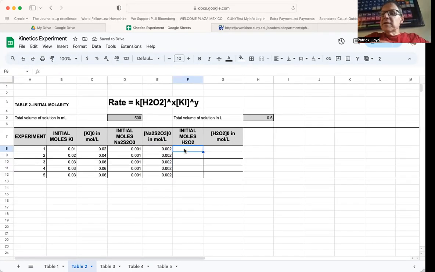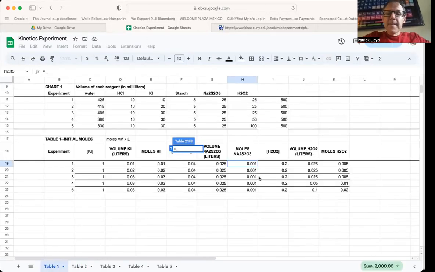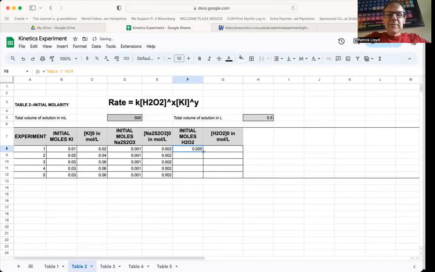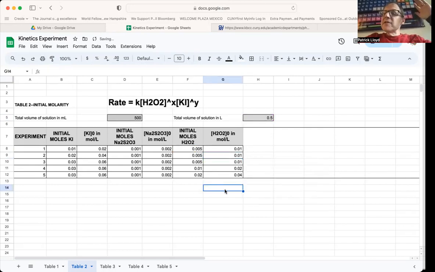Peroxide will have 3 that are the same and 2 that are different. So equal sign, initial moles. We come over to table 1. Here we go, moles, 0.005 for the first one. And then we can come on down. Notice it's the same for the first 3 experiments, and then it gets bigger. Equal sign, initial moles divided by total volume. Again, we're going to do this multiple times, so we do want to have a fixed value for the volume.